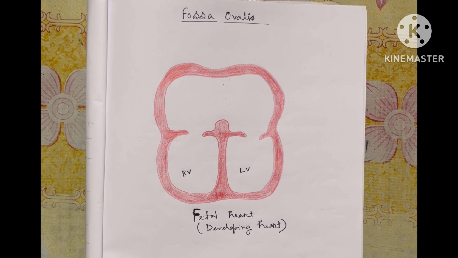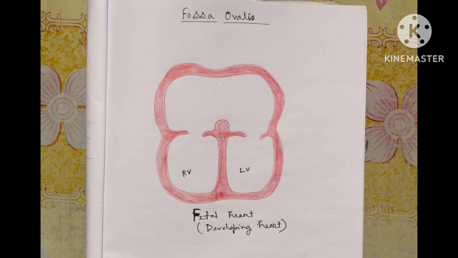Today in this lecture we are going to cover the fossa ovalis. Fossa ovalis is nothing but a small depression which is present at the interatrial septum. And our prime focus of this video is to make you understand how the depression got developed in between both the atria, at the interatrial septum.